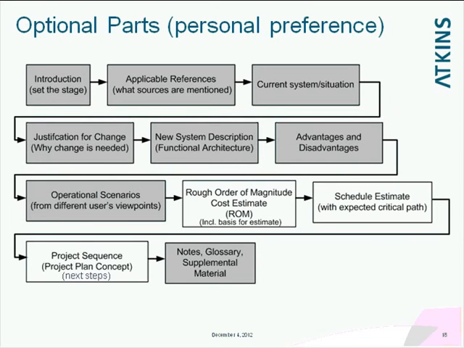Now, my personal preference is to add a couple of more things to this, which is a rough order of magnitude cost estimate, called a ROM, and a schedule with an expected critical path. And I do this because we're talking about a system that we're going to eventually build. It's going to become real. And I want the client and the stakeholders to have a sense for what it might cost, because sometimes it might be more expensive than they want, and you might have to refine it and trim it down. And then I also add a project sequence where, okay, we've got the ConOps, what are the next things that you're going to do to realize the system?